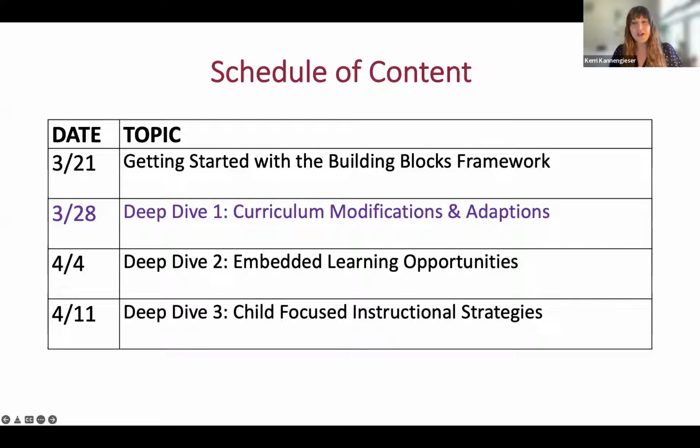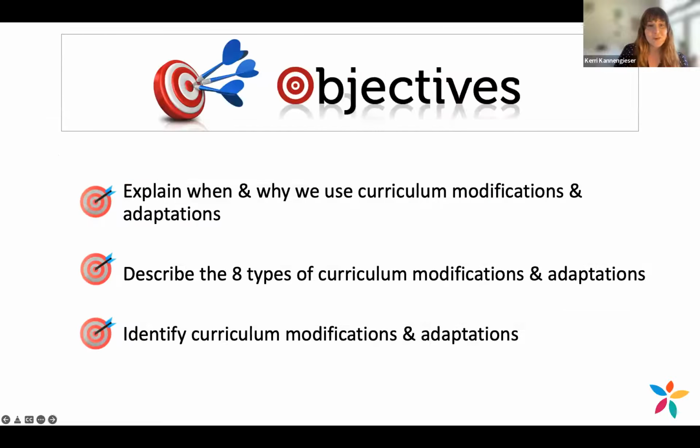So last week, we talked about what preschool inclusion means. We discussed the 4 components of the building blocks framework, and we began exploring the steps for planning and implementing this framework. And today, like I said, we're doing our first deep dive. So today we will explain the when and the why we use curriculum modifications and adaptations. We'll describe the 8 types of curriculum modifications and adaptations, and we'll go over some examples. And then we'll take a little bit of time to allow you to identify some curriculum modifications and adaptations yourselves. And then, as always, we'll have some time for questions.